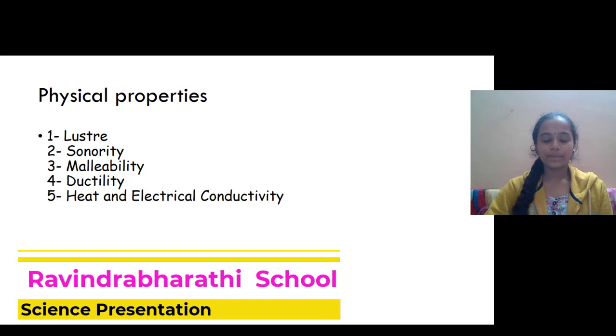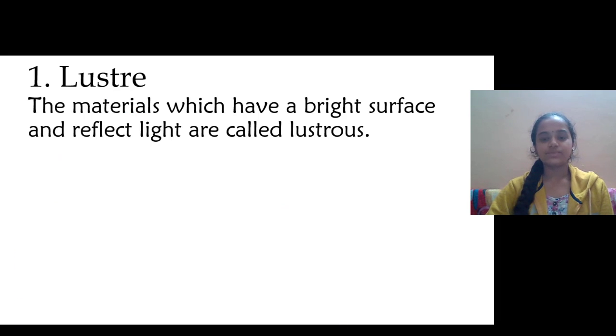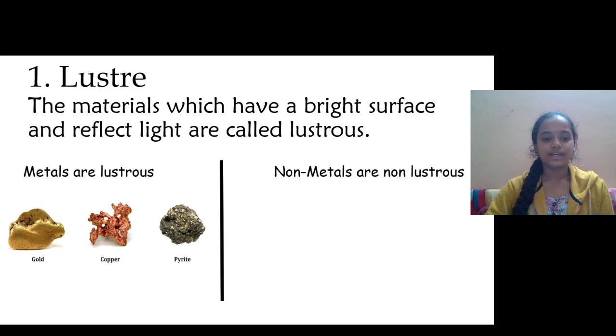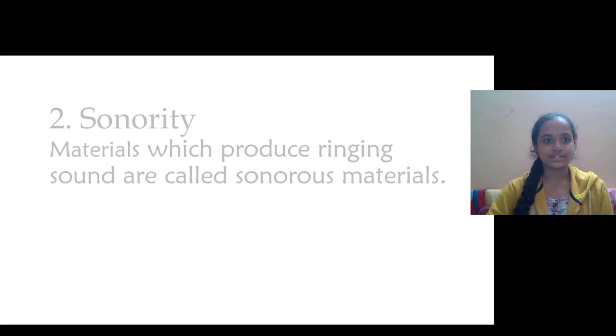There are five physical properties of metals. They are luster, sonority, malleability, ductility, and heat and electrical conductivity. Luster. The materials which have a bright surface and reflect light are called lustrous. Metals are lustrous and non-metals are non-lustrous. Here you can see that gold, copper and pyrite are shiny and lustrous, whereas carbon, phosphorus and sulfur are not shining and they are non-lustrous.